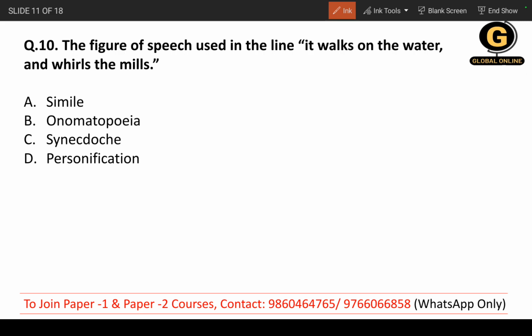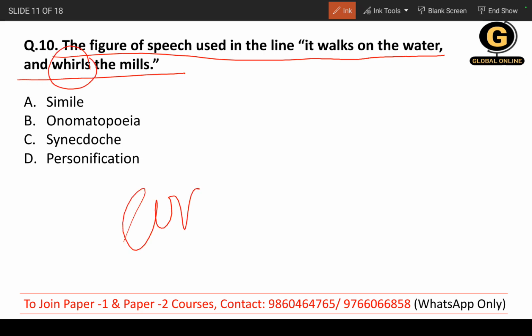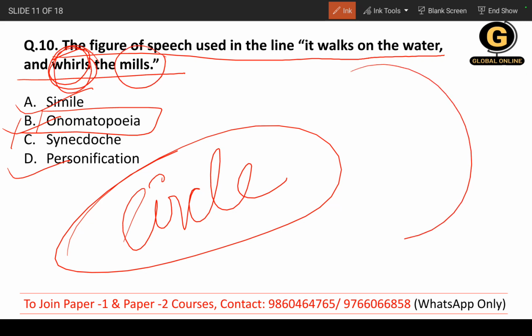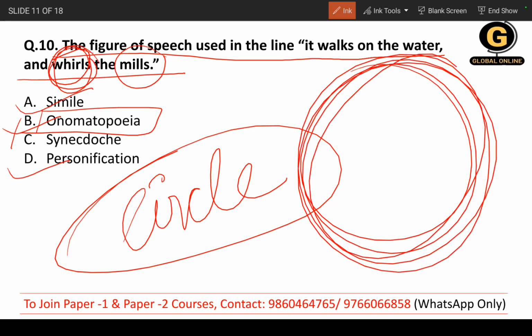Tenth question. The figure of speech used in the line, "It walks on the water and whirls the meals." What do you mean by whirls? It means circle. Synonyms can be many. So it's not a simile. It's not a personification. Onomatopoeia, I told you, is a word that itself creates a sound, so you can hear it. Whirls the meals means circle, and the word does the same. So onomatopoeia is the correct answer.